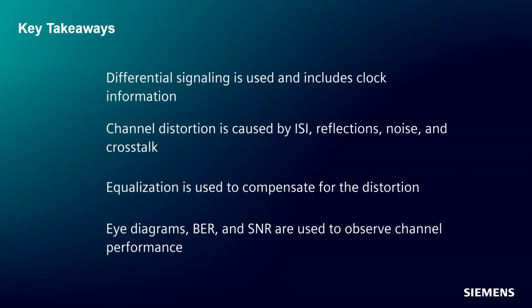The transmitter creates the signal, the channel distorts it, the receiver recovers it, and the system is evaluated based on how accurately the data is received. Ultimately, everything comes down to a simple question: can we reliably transmit data over this channel? And the answer to that question is reflected in the eye diagram, the signal-to-noise ratio, and the resulting bit error rate. This brings us to the end of the SerDes Basics class.